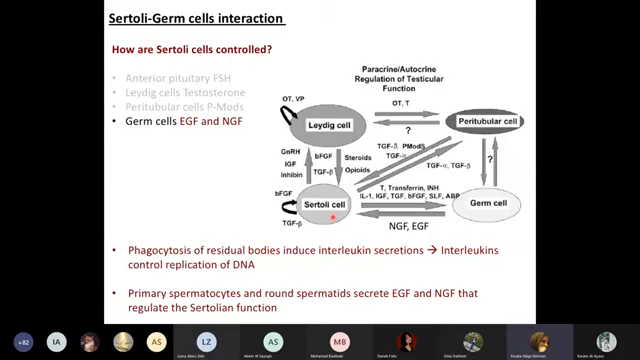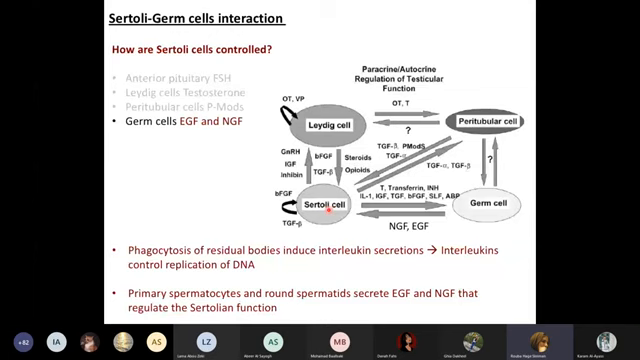Okay, so therefore there is a reciprocal relation. They respond to each other. Sertoli cells phagocytose the residual body. This will trigger them to synthesize interleukin-1 and interleukin-6 that will control other developing spermatogonial cells. They will control their replication of DNA.